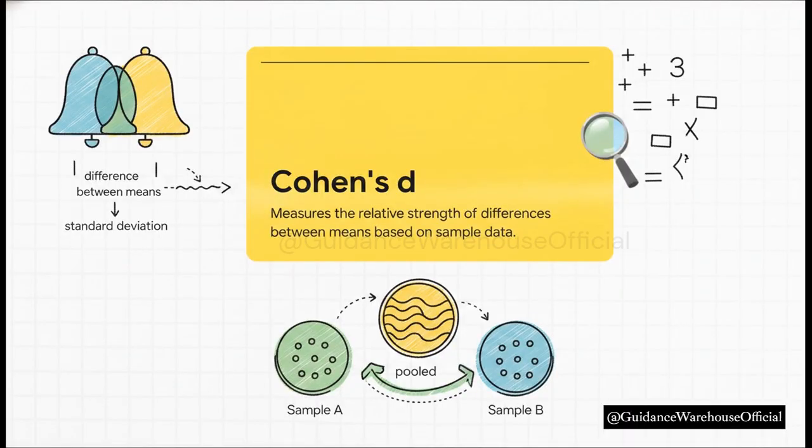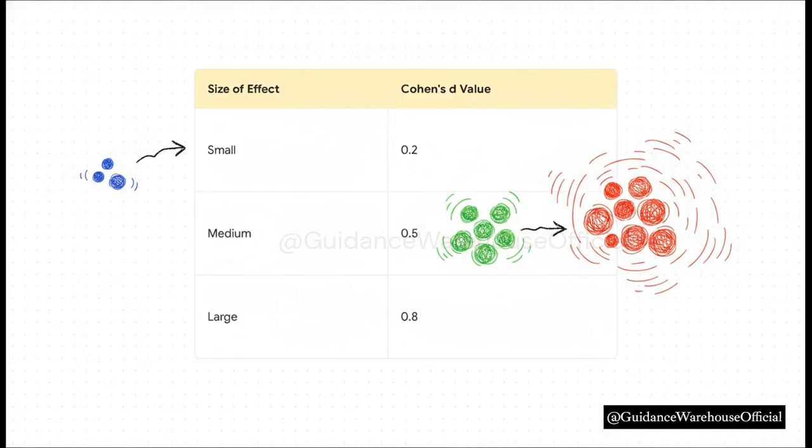Named after the US statistician Jacob Cohen, Cohen's d is a brilliantly simple measure of effect size based on the differences between two means. It reveals the relative strength of the differences between the populations. To find it, you divide the difference between the two sample means by the pooled standard deviation. Now, I know what you're thinking. I literally just told you not to pool variances for the t-test itself, and that's still true. But for this specific effect size measurement after the fact, Cohen's formula actually requires it in order to standardize the scale of the difference.